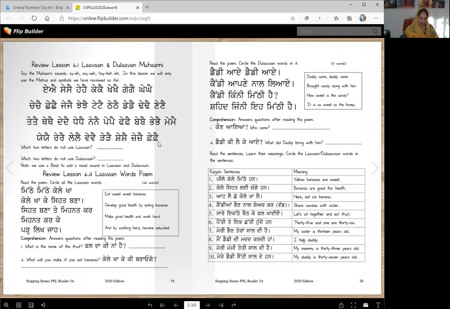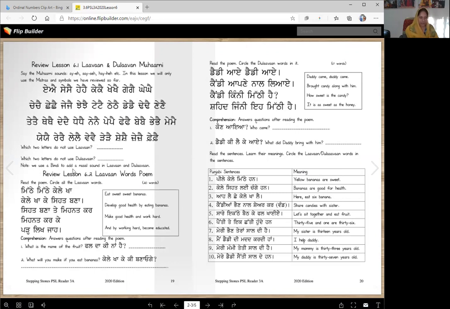Which two letters do not take the Lama? What do you see here? No Uda and no Edi. They both don't have the Lama. Which two letters do not take that Lama? Okay, Uda and Edi, right? Which two letters do not take the Lama? Uda and Edi.